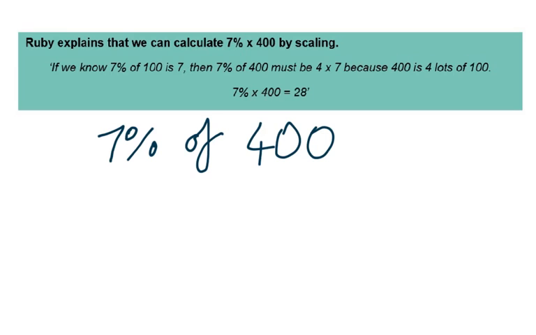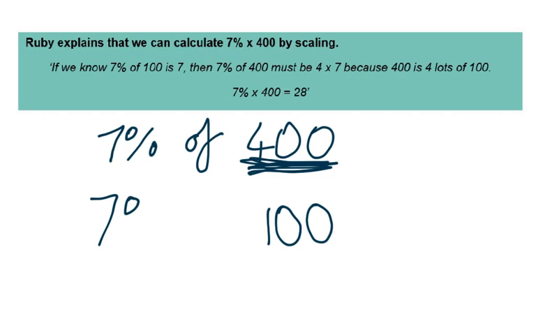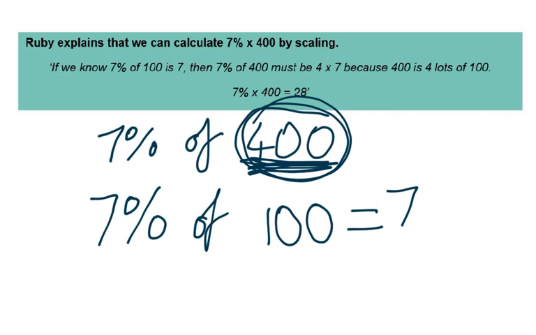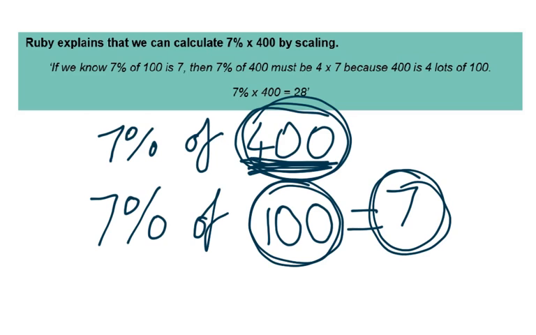Well, I can use what I already know. This number here is very closely linked to 100. In fact, it's 4 times bigger. I can do 7% of 100 because it's just 7 out of 100. So it's 7. Remember, 7% is the same as 7 out of 100. 400 is 4 times bigger than 100, which means our percentage will be 4 times bigger. So 7% of 400 is 7 times 4, which is 28.